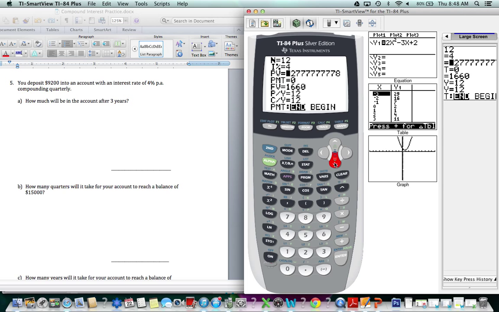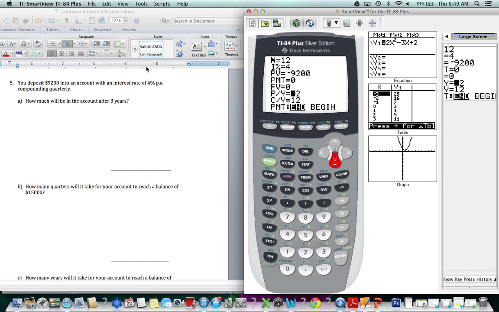PV is the present value. That's actually the starting amount. So in this question, we're starting off with 9,200. But we have to enter that number in negative. So negative 9,200 goes in for our starting value. And now our PMT, we can ignore that. That stays as 0. We're looking for our future value. So whatever we're looking for, we'll put a 0 there to hold the place.